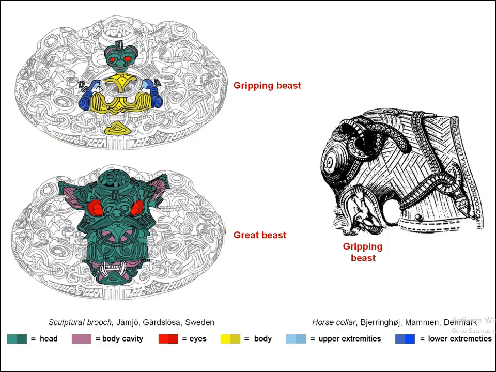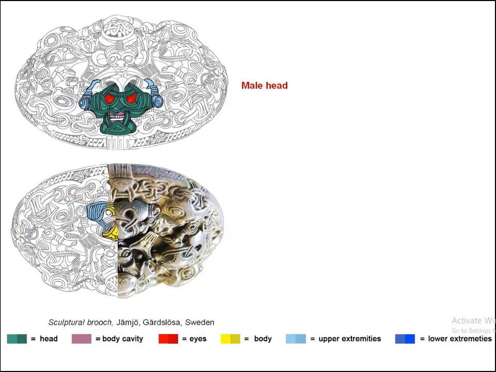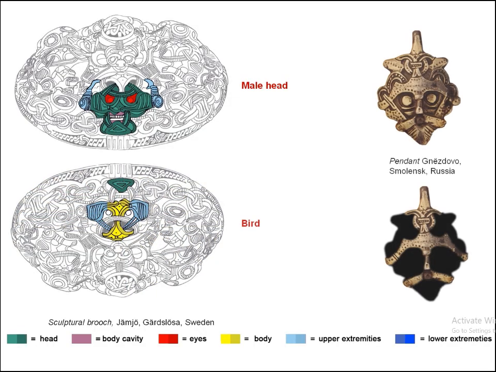If we turn around the same brooch, we will see another puzzle picture consisting of a male person, probably with a grand mustachio. And if we turn this composition upside down, it will suddenly transform into a bird. This pictorial composition happens to have parallels, in this case from a pendant in Russia, from Gniezdovo, where we also see, amongst other things, a male head with a beard and a mustachio that can alternatively be read as a bird.